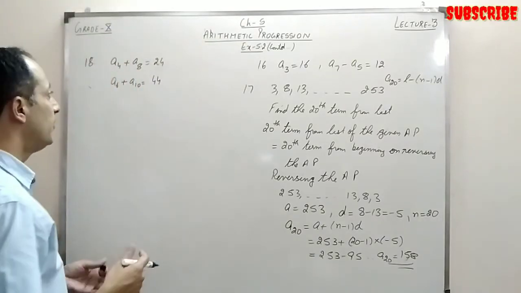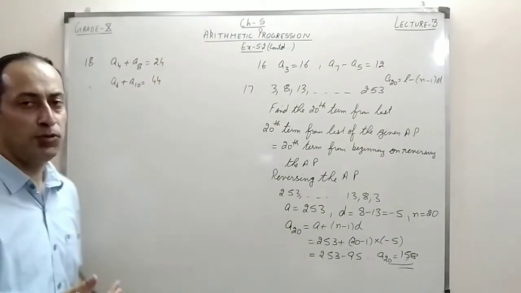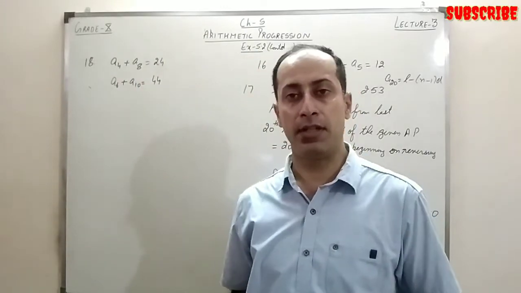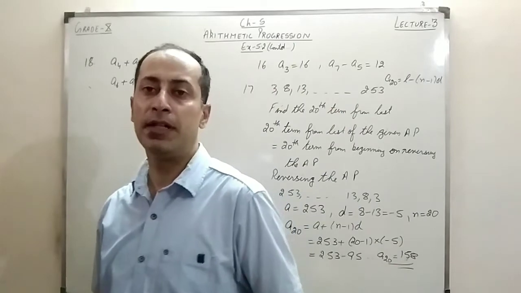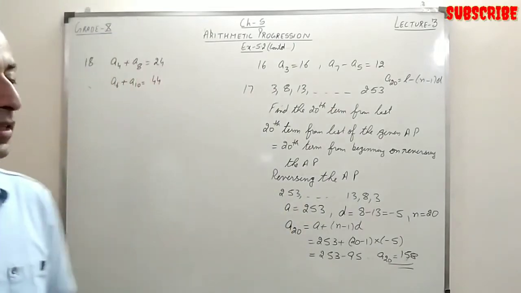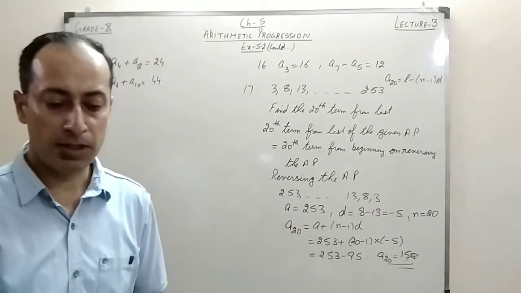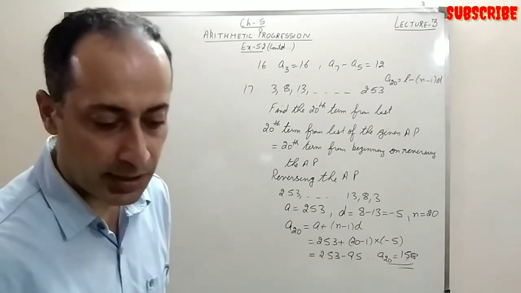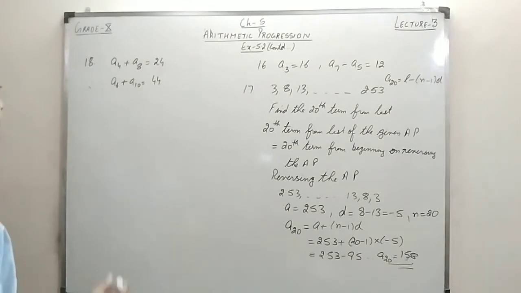So what can we do? We can simply open these two, form an equation. Then we can open these two, form another equation. We can find the first term and the common difference of the AP, and then we can write the first 3 terms. So quite simple question. I leave the solution of this question to you. Let's go to the 19th question now.